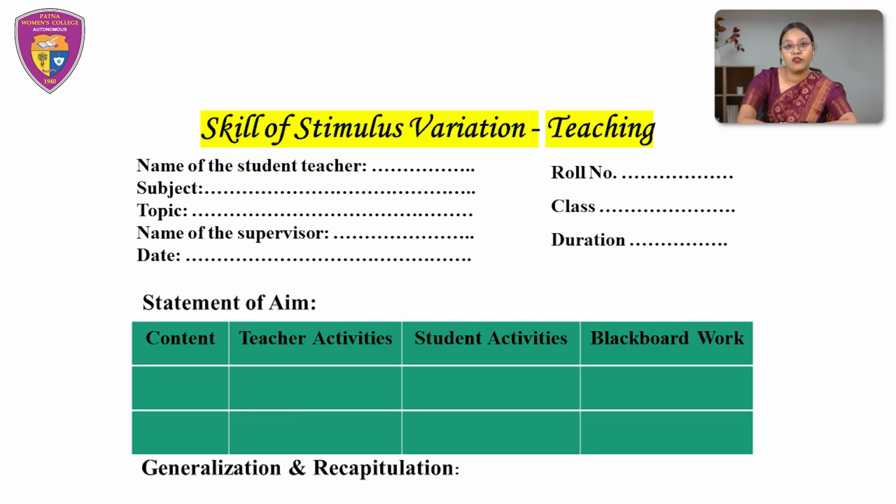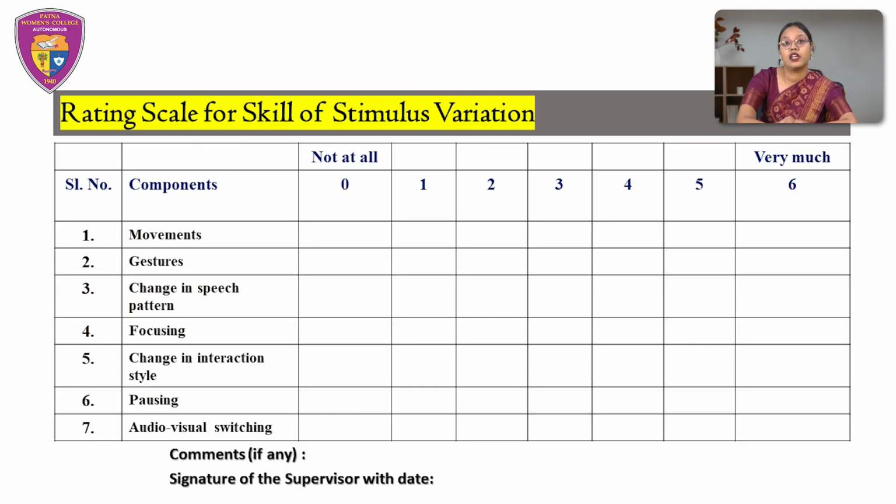Now, you can see the format of preparing the micro lesson plan for stimulus variation skill. This is the rating scale format consisting of different components of this skill of stimulus variation. Now let us understand the table. The table comprises 3 columns. The first column indicates the serial number of this skill component. The second column specifies the components of this scale. The third column contains the rating on a scale ranging from 0 to 6 against each of the components.